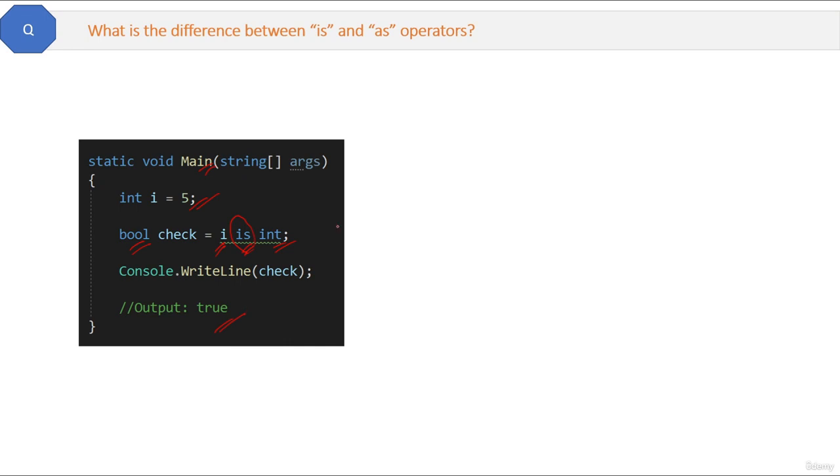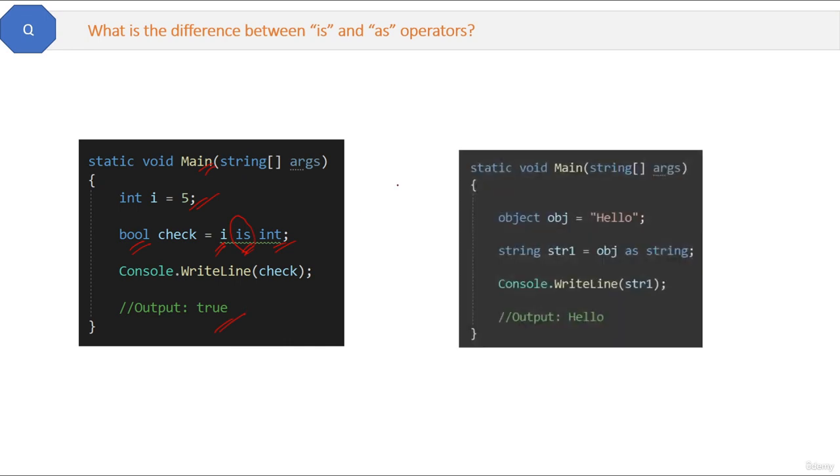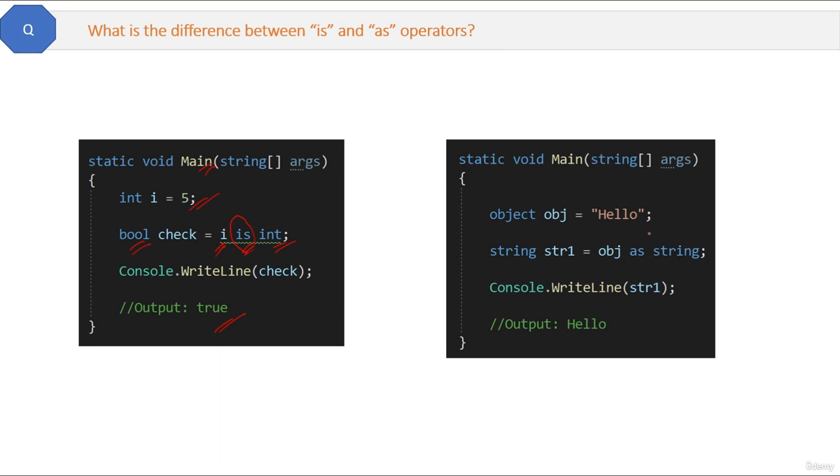On the other hand, if we see the code of the as operator, here we have a variable obj of type object assigned the value hello. Now we want to store this hello in a string variable, so we will use the as keyword like this. Basically, the as keyword will change the type from object to string. So it helps in conversion, the as keyword.